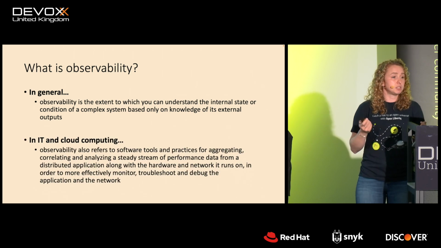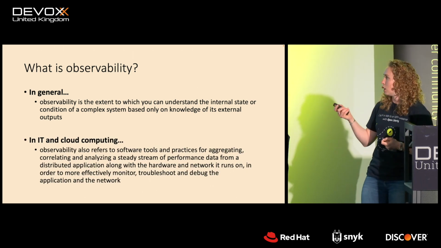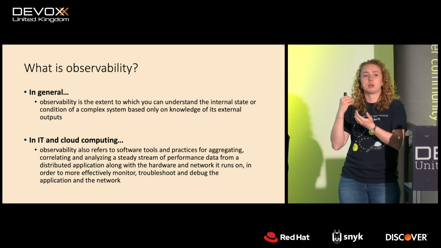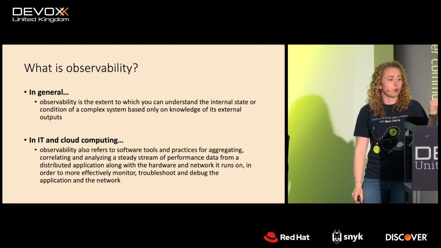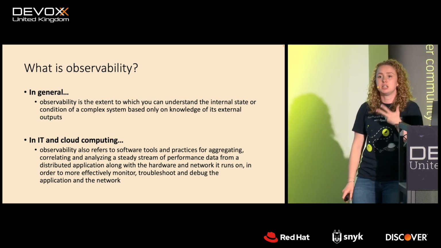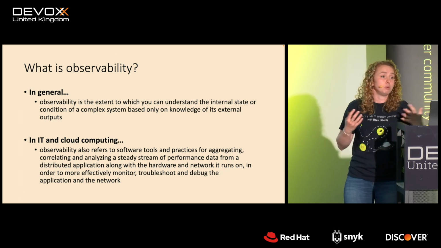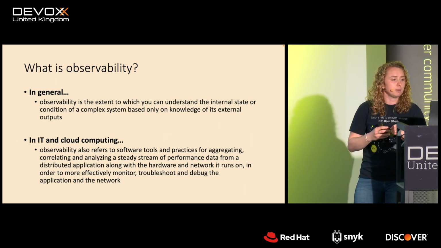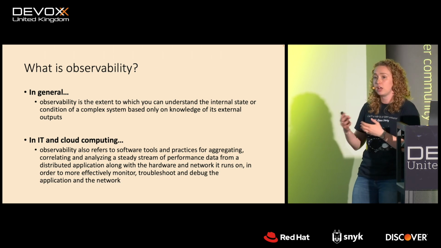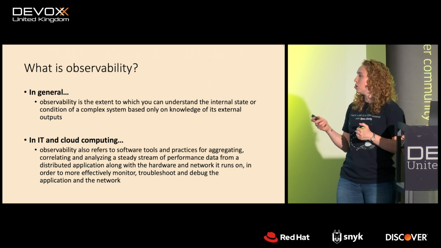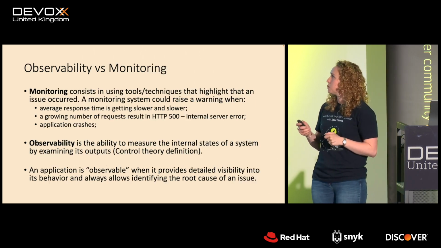When we apply that specifically to IT and specifically cloud computing, we get a more specific definition like this, really referring to, okay, can we make use of specific software tools and technologies to be able to aggregate, correlate, and analyze a steady stream of performance data? So that's that output coming in. We're being more specific here with what output we're expecting, and to be able to effectively use that to monitor, troubleshoot, and debug our application and the network. So this is essentially what we're aiming to achieve when it comes to enabling observability in our systems.